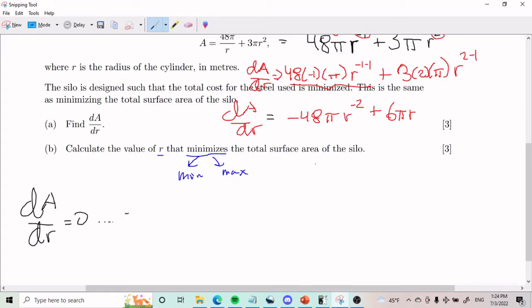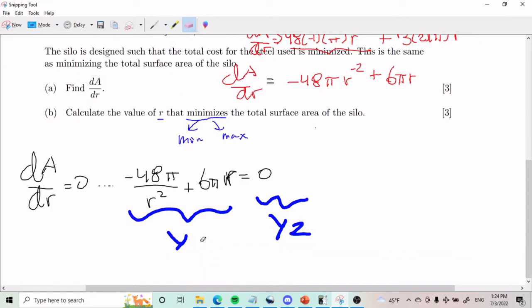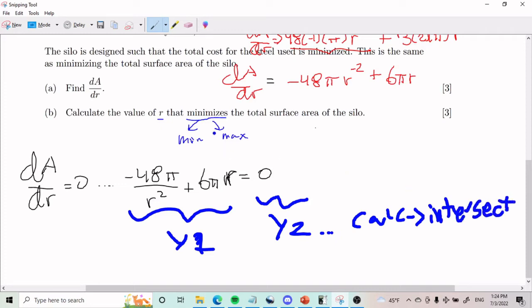My dA over dr we said was negative 48 pi, I'll put r squared on the bottom for now, plus 6 pi r equals 0. At this step, what I suggest is y1 on the left side, y2 on the right side, and you do what is called calc intersect with this. I have a video on it. I think it's the quickest way to solve this, and you also avoid doing extra lines of math, which is something we'd rather avoid. So that's what I suggest doing at this point.